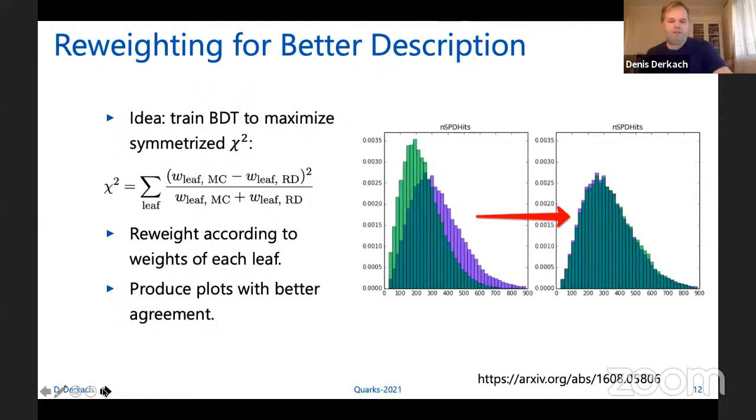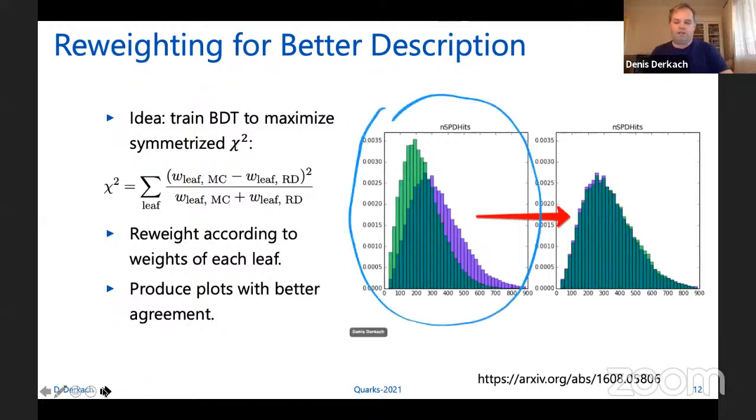The main idea here is that we can try to reweight the Monte Carlo, for example, to get a better description. So you have an input of several histograms of this kind. You see clear differences between the violet and green histograms, and you try to train a BDT to maximize a symmetrized chi-squared. This chi-square shows the difference between the places where the green and violet histograms are different. So you train a BDT to do this, and then you reweight according to the weights you receive in each leaf.